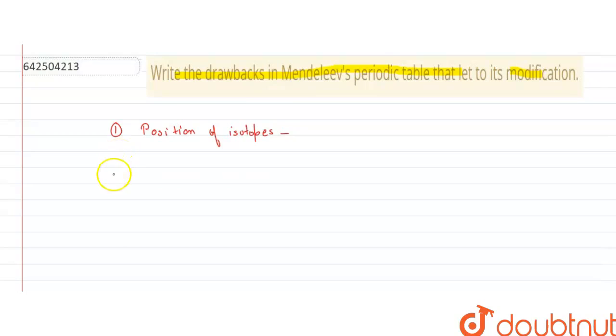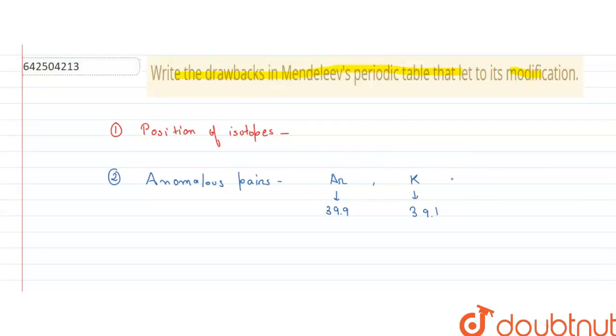Now the second drawback was of the anomalous pairs. So let me write anomalous pairs. So basically there were some pairs placed by Mendeleev in which he has not obeyed the atomic mass rule. For example, let me write argon and potassium. So we know that the atomic mass of argon is 39.9 and for potassium it is 39.1. So ideally argon should be placed after potassium, but that was not the case in the Mendeleev's periodic table.